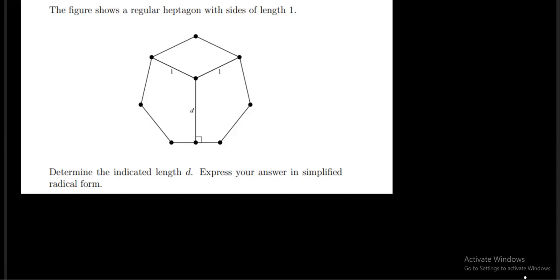The question says, the figure shows a regular heptagon with side length of 1. Determine the indicated length d and express your answer in the simplified radical form. So the question is very simple, like a two-line question. Now I just need to see how we are going to handle it.